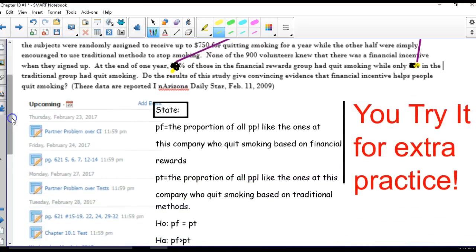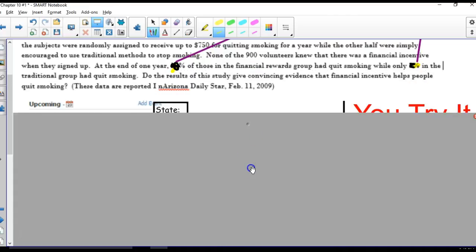The state part, your P of F, I wanted a subscript, I couldn't do it in this computer. The proportion of all people like the ones at this company who quit smoking based on financial rewards. P of T, the proportion of all people like the ones at this company who quit smoking based on traditional methods. Hopefully you have that down.